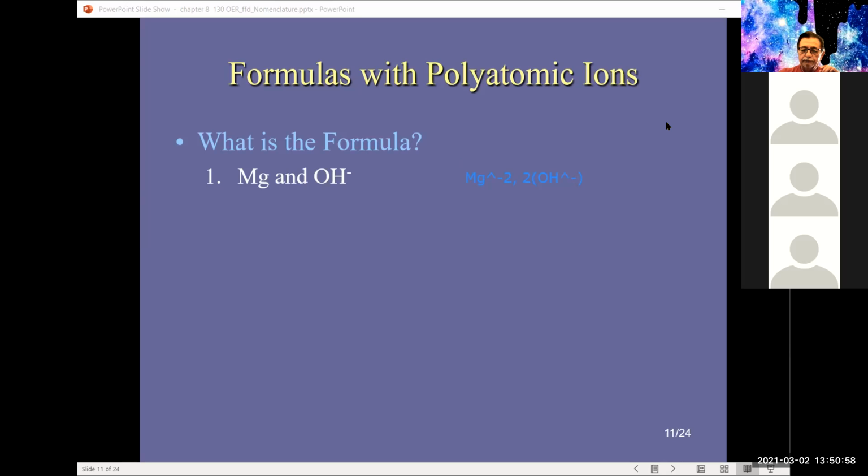And so my formula is Mg(OH)2. Let me slide this over a little bit. Okay. And the name will be simply magnesium hydroxide. The hydroxide is the polyatomic ion. So you can get that name from the table on the periodic table, hydroxide. Okay.